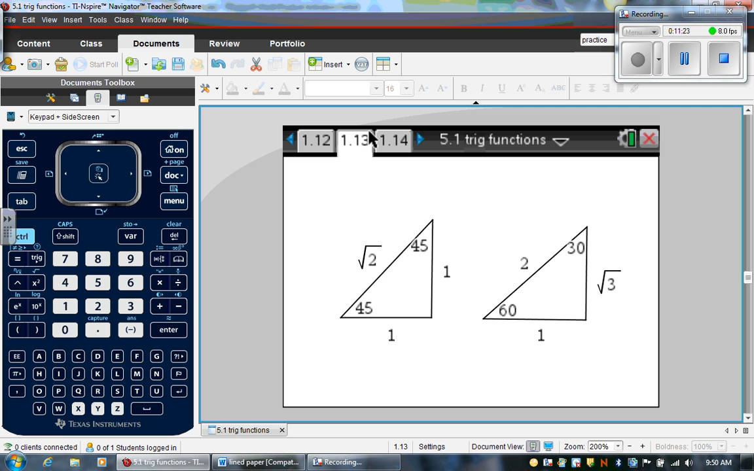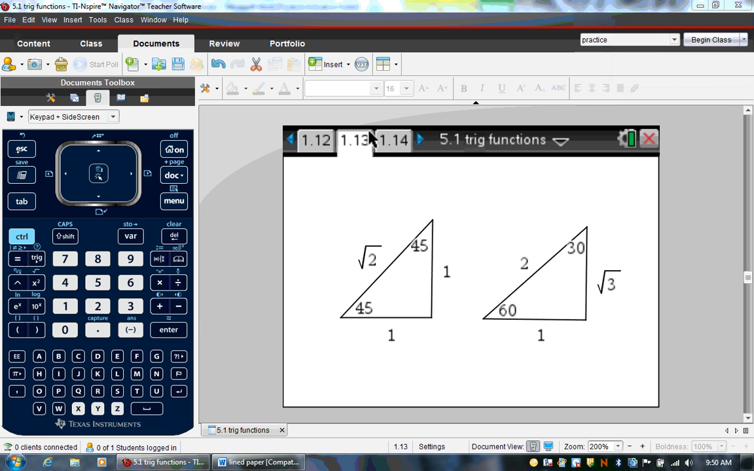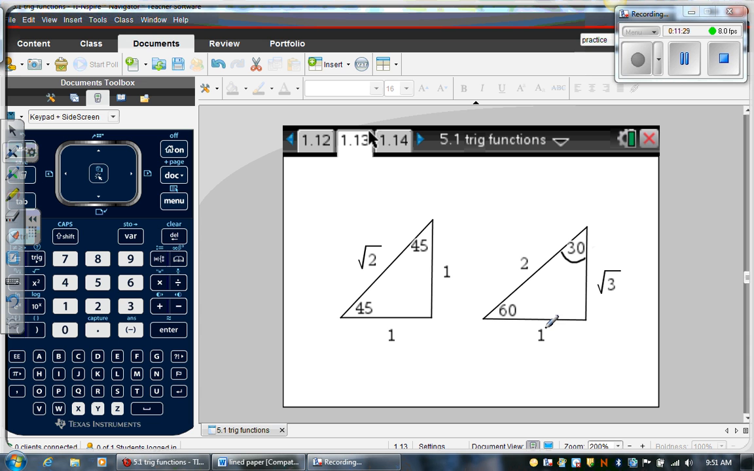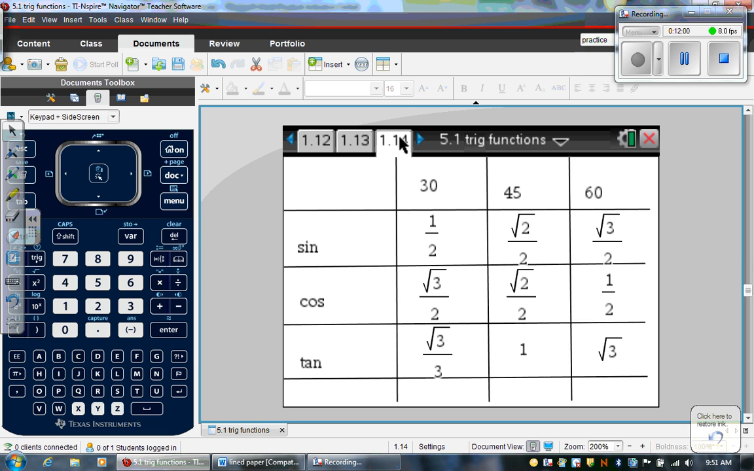Sine at 30 degrees. So if I go back, sine at 30 degrees, 30 is opposite over hypotenuse. So sine at 30 is 1/2. Okay. Similarly, cosine at 30, which we know is adjacent over hypotenuse. Adjacent is the square root of 3, hypotenuse is 2. So that's going to be square root of 3 over 2. So that's how we were able to build this table on the next page, by finding the ratios from these two given triangles. Okay?